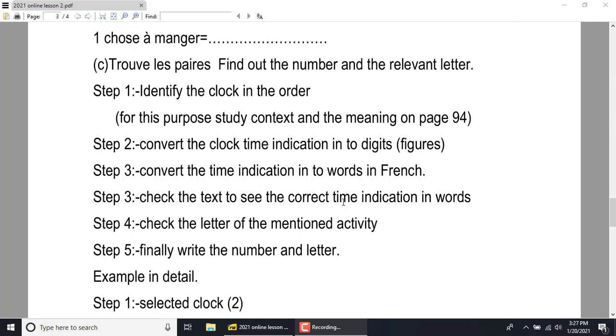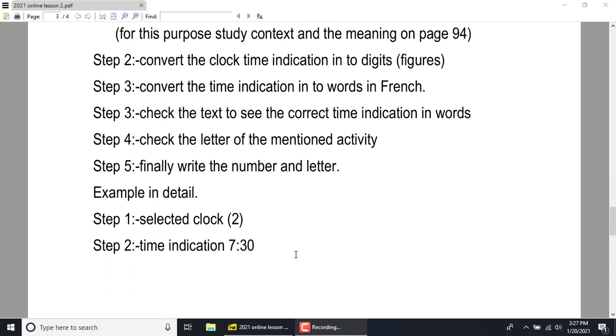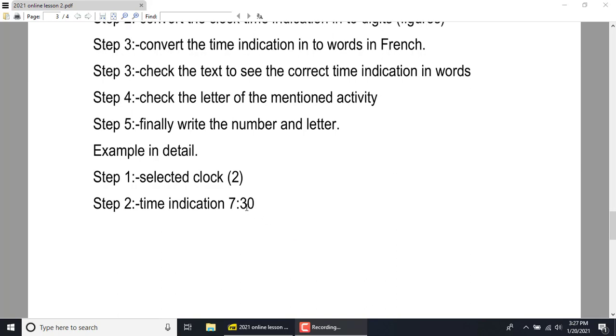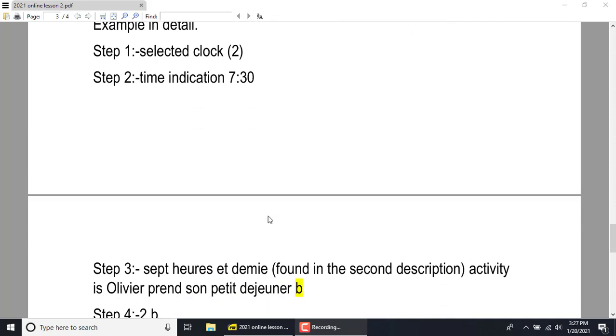So then you have to find out: we convert it into digits, then you see that time indication in words, then check the letter of the mentioned activity, then finally you can write the number and the letter, right? For example, we select clock 2, and the time indication is 7:30, right? Now go to page number 94, and see the description.